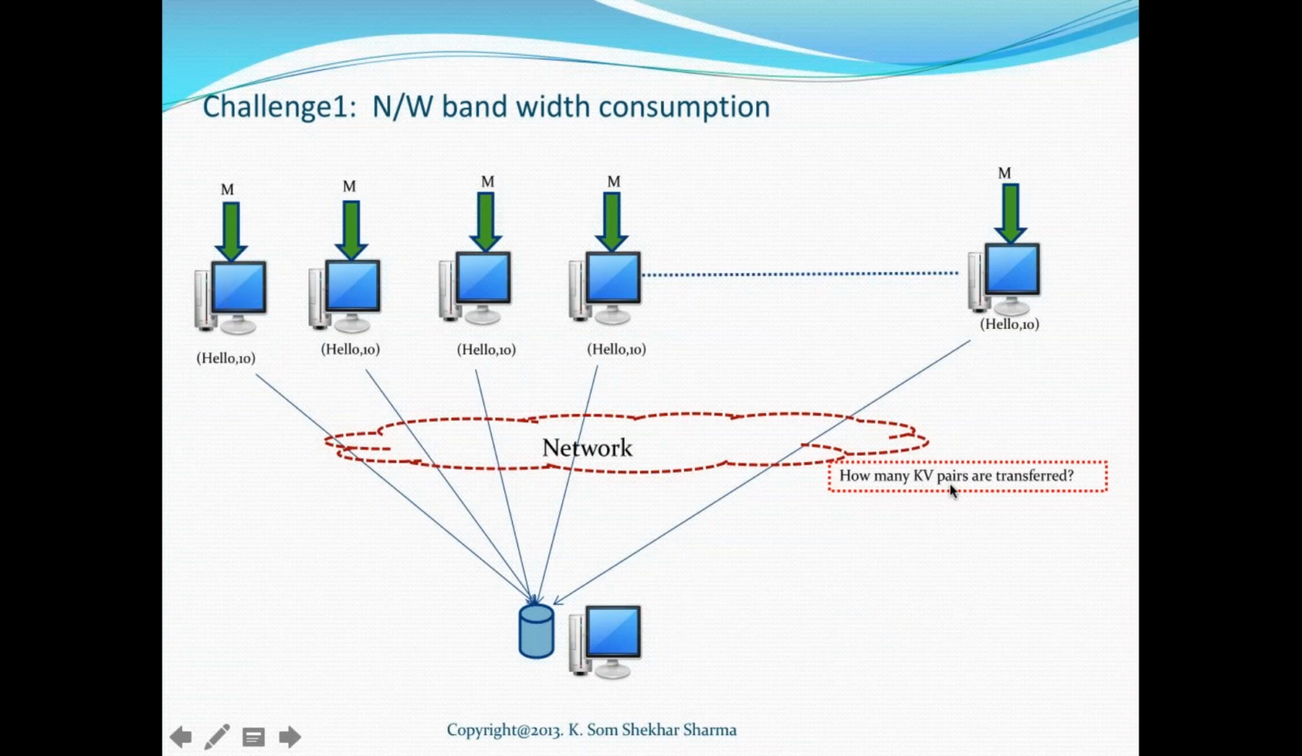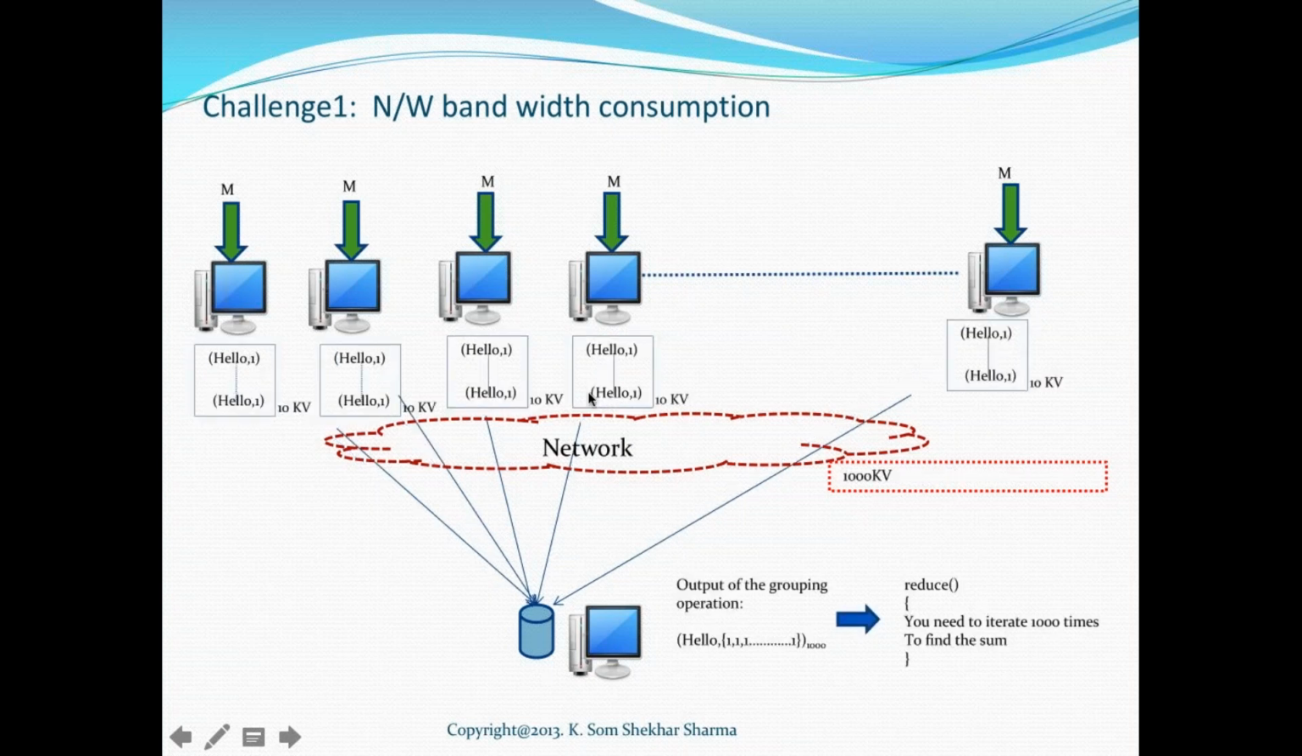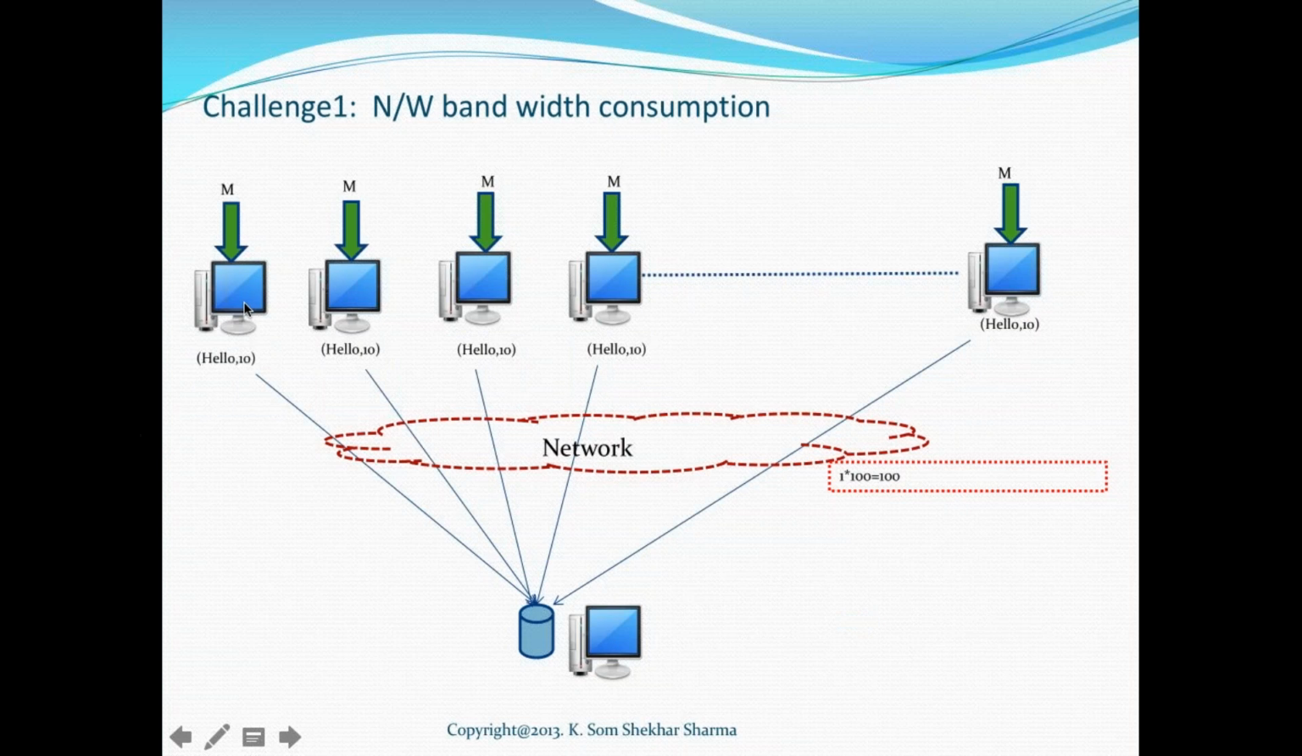So how many key value pairs will be transferred this time? You have one key value pair from each mapper, and you have 100 mappers running, so 100 key value pairs. After the grouping operation you get hello, 10 comma 10 comma 10, so you have 100 tens. Now you iterate just 100 times to get the summation. That has actually improved the performance.